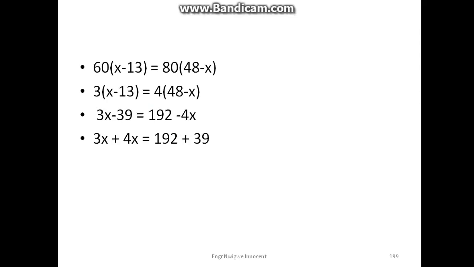Bringing like terms together, we have that 3x plus 4x is equal to 192 plus 39. 7x is now equal to 231. Making x the subject of the formula, you have 231 over 7, which is 33 cm.